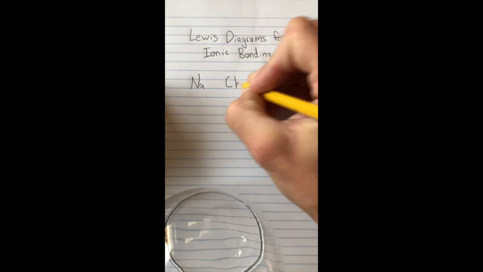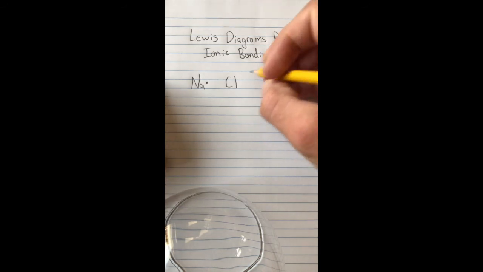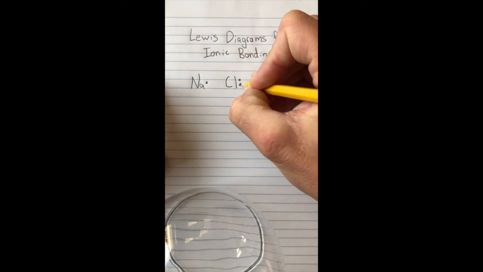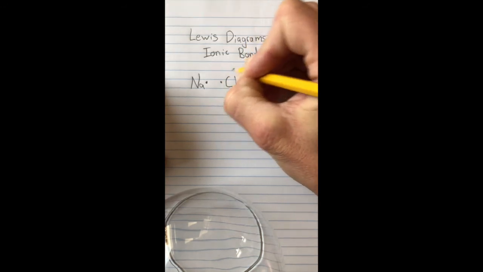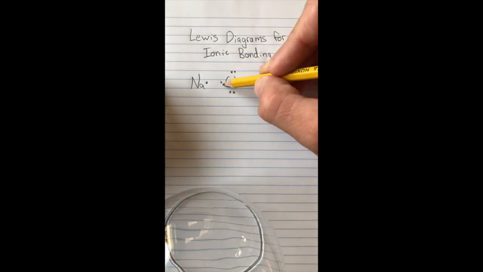Now, sodium and chlorine, when I go to write the dot diagram for each one of these, I have to go back to the periodic table and recognize that sodium is an alkali metal and that it has 1 valence electron. Chlorine, on the other hand, is a halogen, and it has 7 valence electrons. And so we can draw those 7 valence electrons on the chlorine. Now you'll notice that I can choose whichever side I want to leave the 1 valence electron.